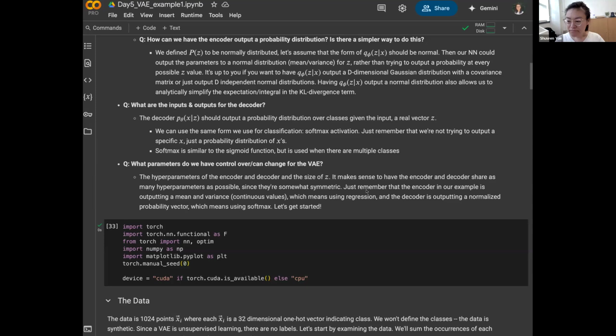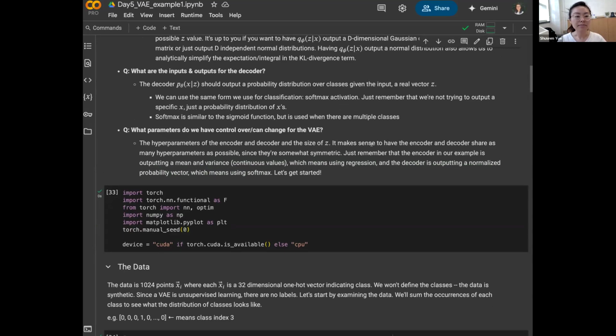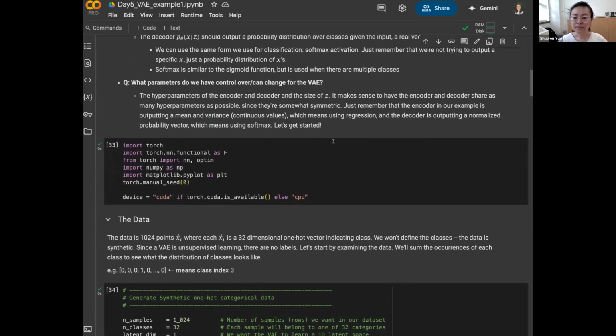And our encoder in this example is going to output just a mean and variance, which is a continuous variable, so we actually use a regression for that first part. The decoder, though, outputs a probability vector, and then we're going to have to use a softmax to turn it into one of those categories in this 32 class setup. Okay, so that sets up our problem statement before we get into the code. By the way, feel free to put some in the chat if anything's confusing along the way.